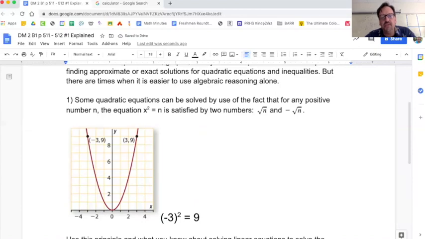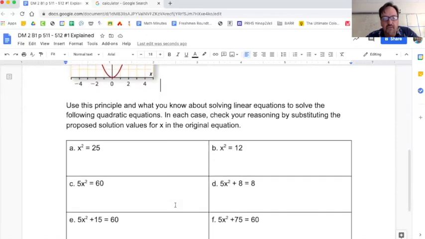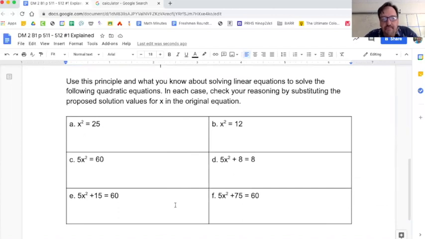Whenever you take the square root of a number, usually in regular, ordinary, everyday math, you're only talking about the positive version of it. But you can see here when we're looking at parabolas, it's the positive and the negative. In other words, there's always two answers. That corresponds to the exponent in the equation, by the way. So let's take a look at a couple of examples of that.